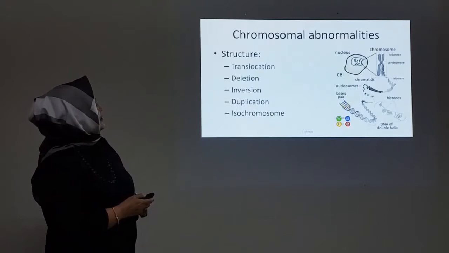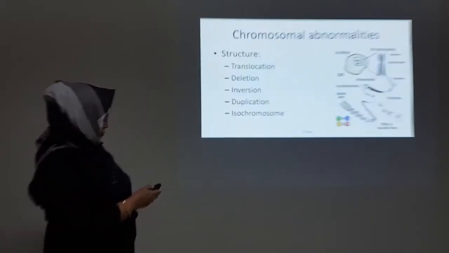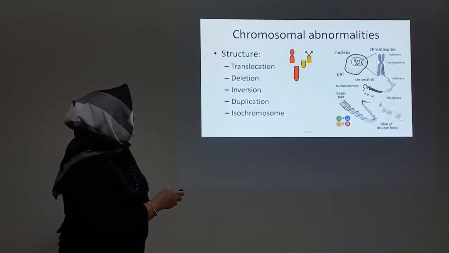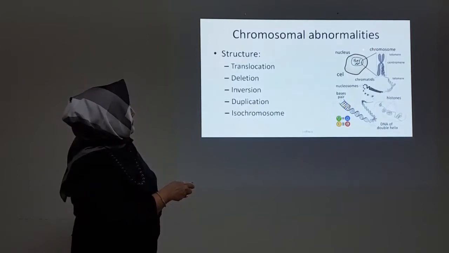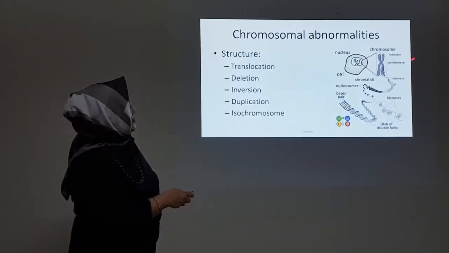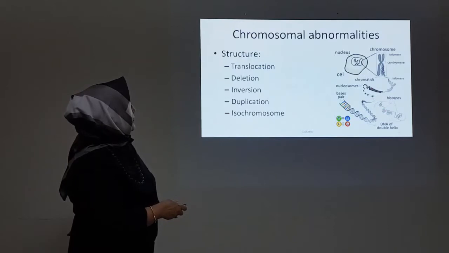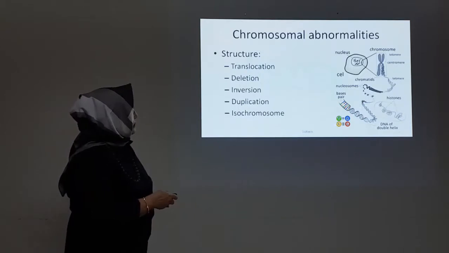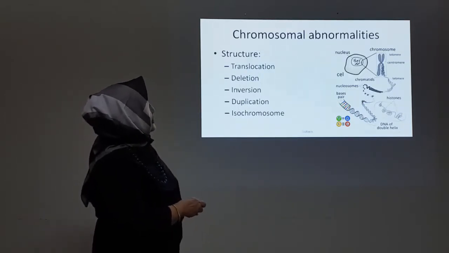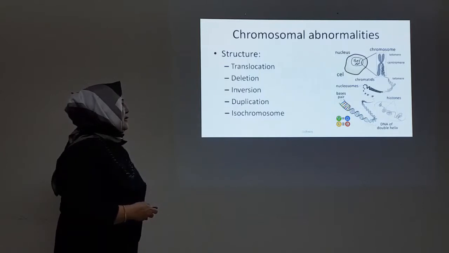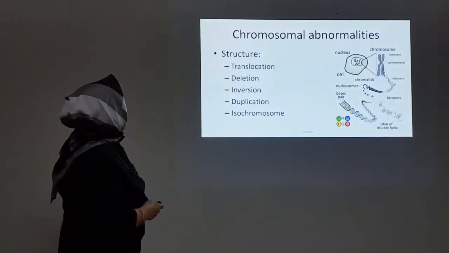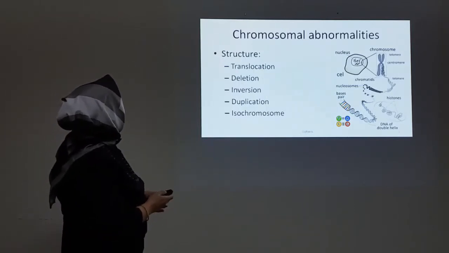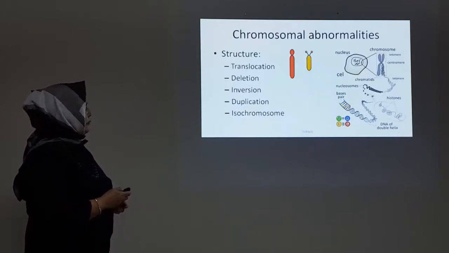Let me show you the picture of the chromosome. This is the cell, and then the nucleus in the middle, and this is the chromosome, and then the DNA, and the part of the DNA is called a gene, and then the DNA consists of four types of base like T, A, C, and G. And then the chromosome abnormality, there are 7 types. I just show you 5 types of the chromosomal abnormality.